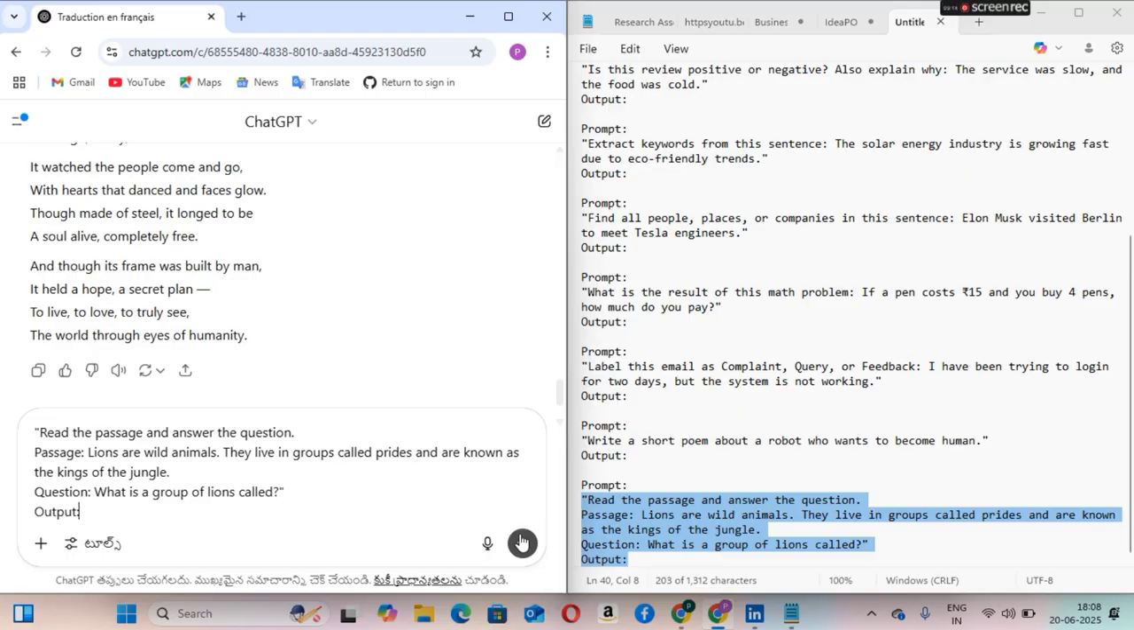Finally, let's do a reading comprehension task using zero shot. So we will give a short passage and then ask a question based on it. So let's try it using zero shot prompting. So here we have this prompt. Read the passage and answer the question.